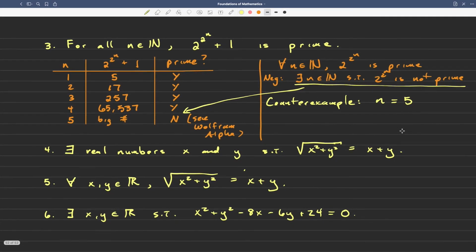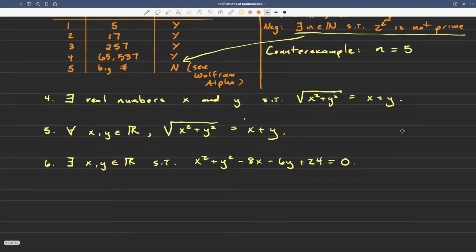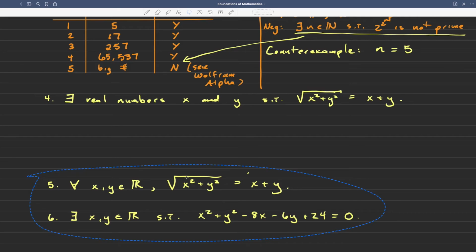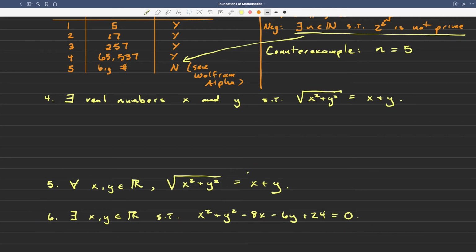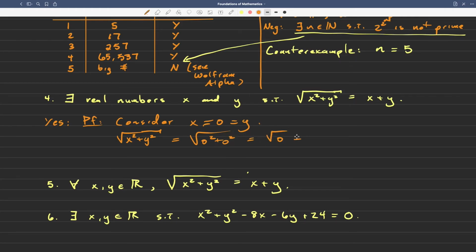Okay, so number 4 here, we have an existential statement, and we're being asked to prove or disprove it. So what do you think? Do there exist real numbers x and y such that the square root of x squared plus y squared equals x plus y? Sure. There are a few different ways that this can be equal. Consider x and y both equal to 0. Square root of x squared plus y squared would be the square root of 0 squared plus 0 squared, which is square root of 0, which is equal to 0, which is the same as 0 plus 0, which is equal to x plus y, right?